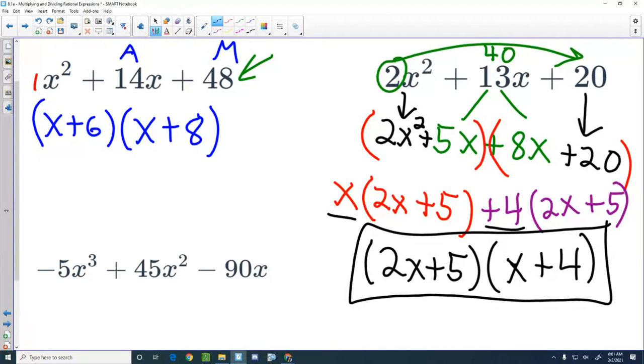All right, so that one takes a few more steps, but it's not overly complicated. You all can handle it. Each step one at a time is very basic.